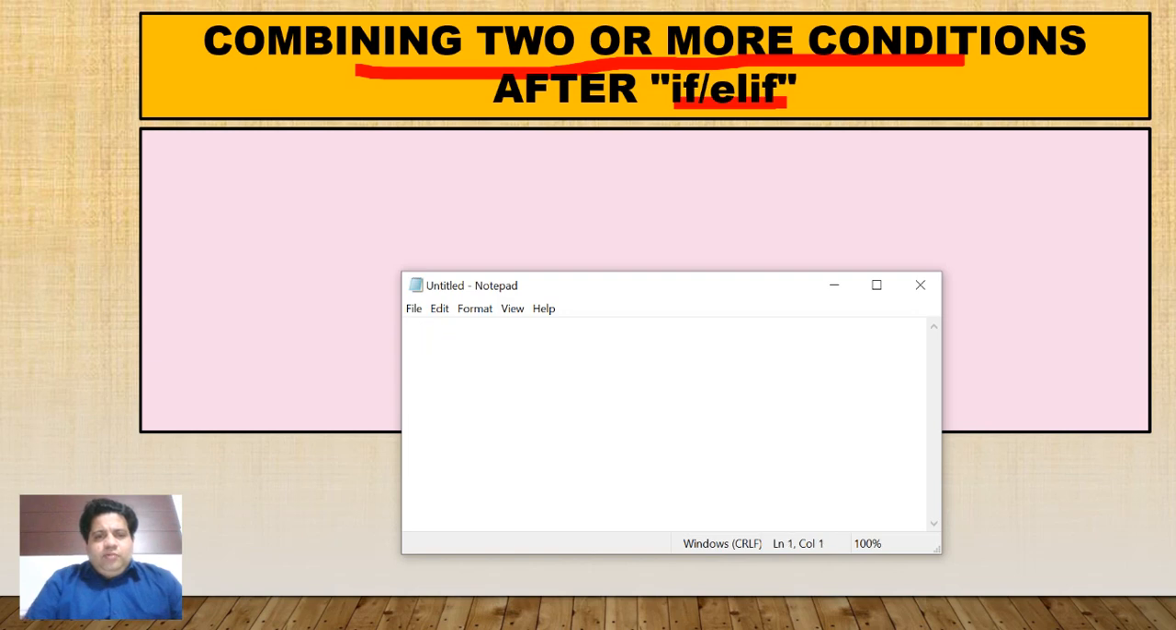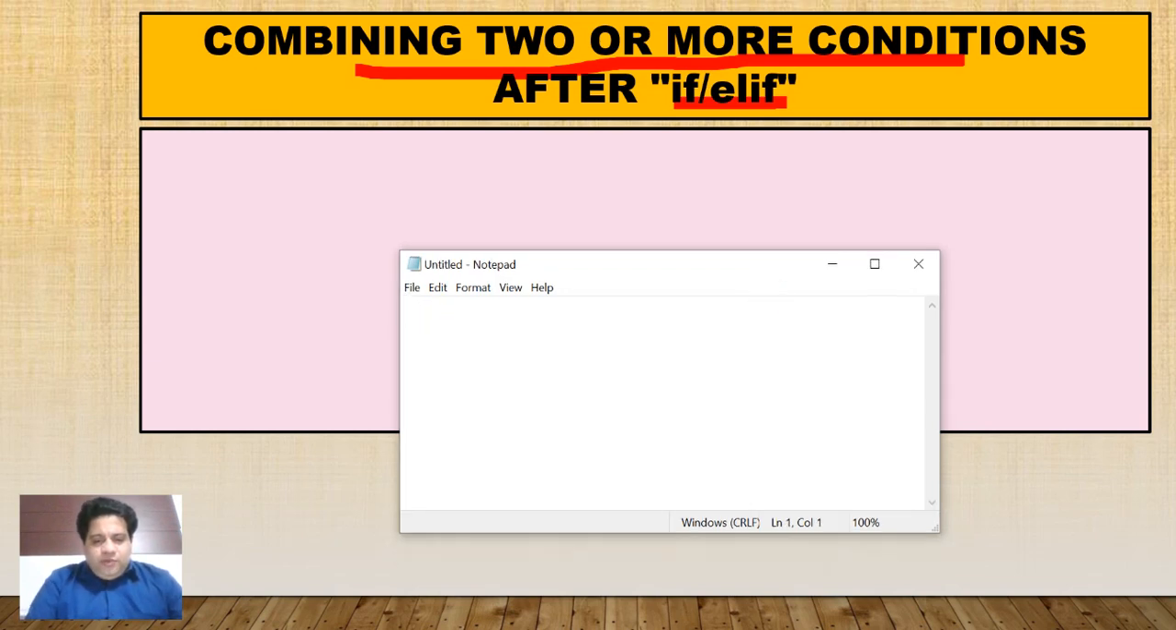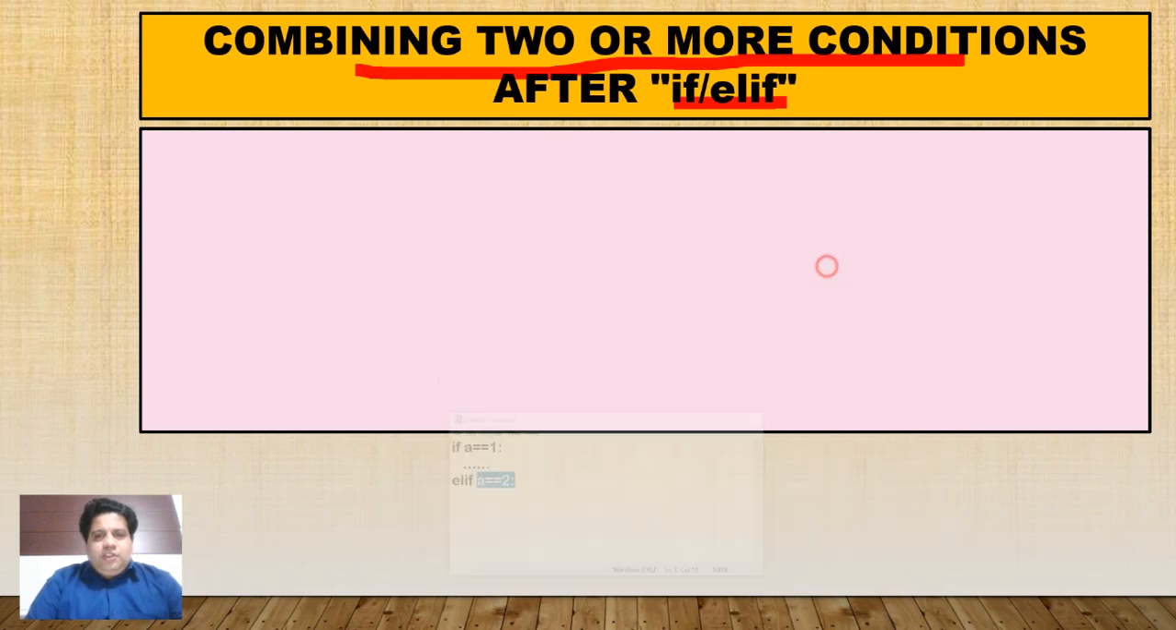So how can we combine conditions after if or elif? In the previous program we have written if A equal to 1. Now how many conditions are written after if? Only one condition. Okay. Then elif A equal to 2. How many conditions after elif? Elif, only one condition. So can we combine two or more conditions after if or elif? This is the topic.